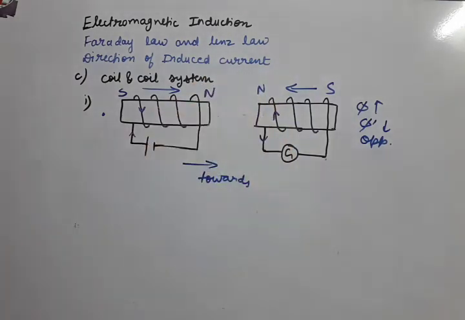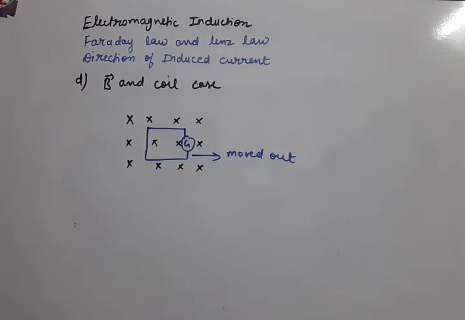Okay, so this way we have obtained the direction of the induced current. Now we are proceeding to the fourth case, D, in which magnetic field lines are given in dot or cross manner and a coil is kept in it. Let's see this fourth case.